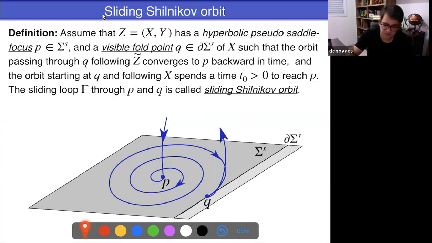And finally, we assume that the forward flow of Q, by following the vector field X, which is defined here, reaches P now in a finite time. Okay, so this is basically the structure of what we call a sliding Shilnikov orbit.